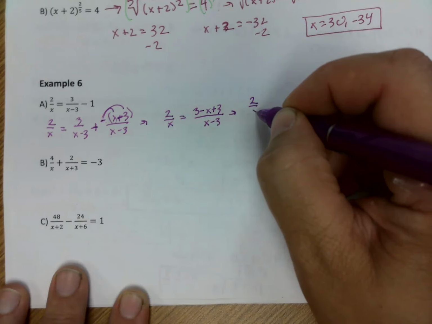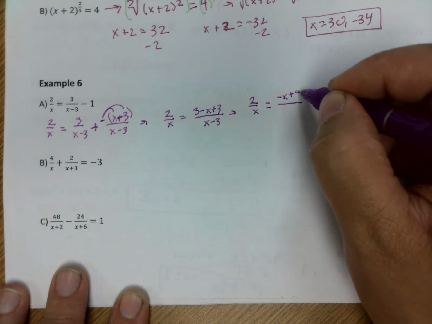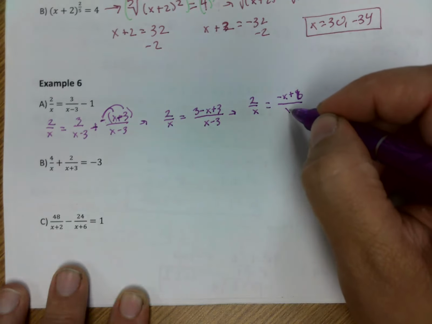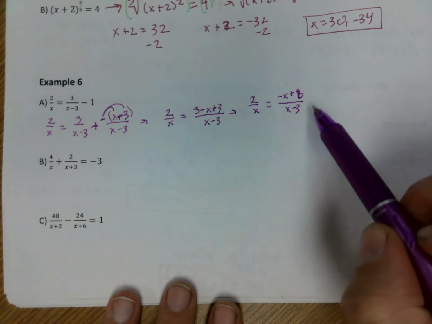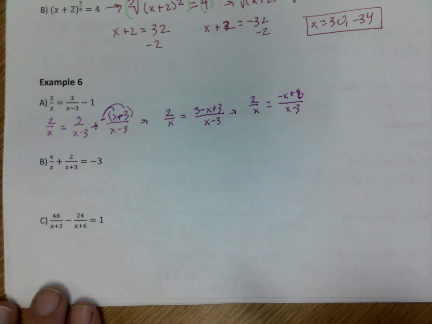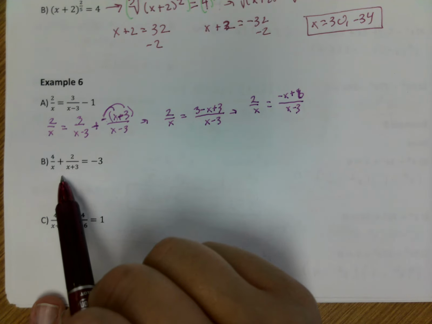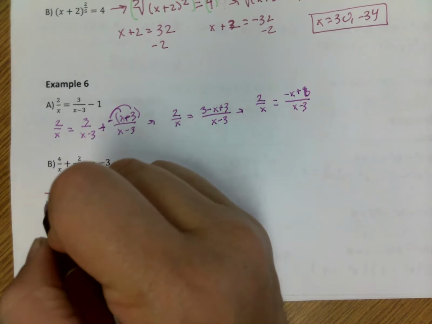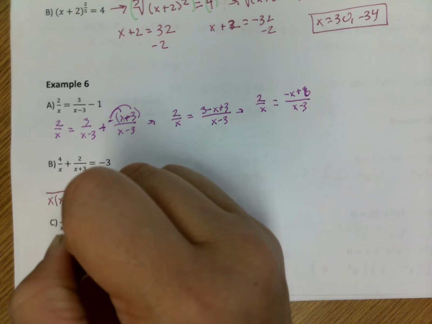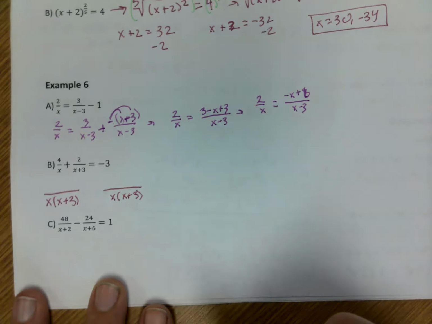So I have a 2 over x is equal to the opposite x plus 9 plus 6 over x minus 3. Now from here, you can cross multiply to get, and then start solving, which we'll do in a second. The second one, I'm going to combine like these two. So now it's a little bit harder to find a common denominator. My common denominator would be x plus 3. So what I'm going to do is write my x plus 3 on both of them.